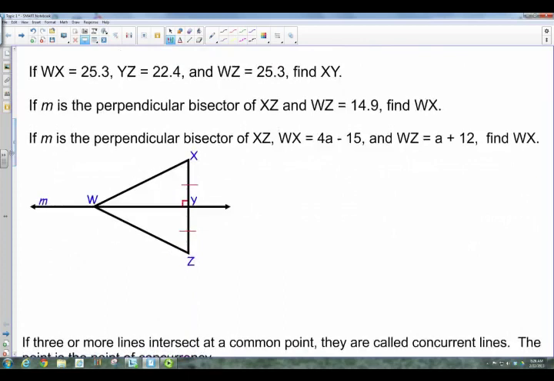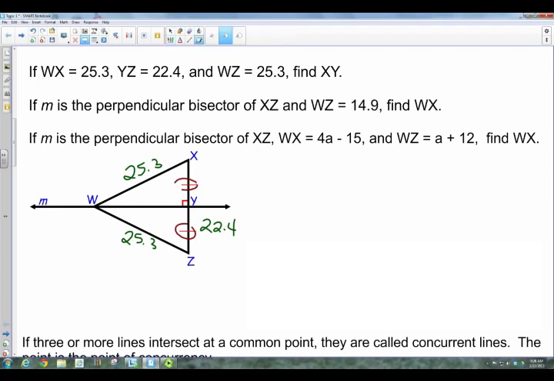WX is 25.3, so this right here is 25.3. YZ is 22.4. Well, we know that this is 25.3. They've given that to us as well. Find XY. Pretty simple, straightforward problem. This is what's given to us. Because of these, we know for a fact that it's going to be 22.4, and there's your answer.